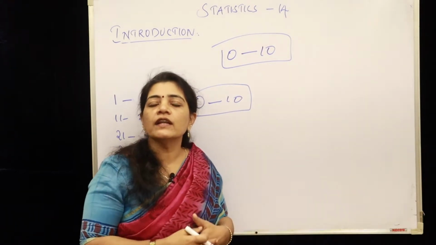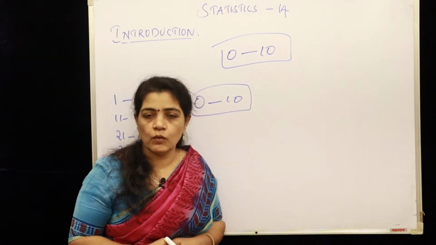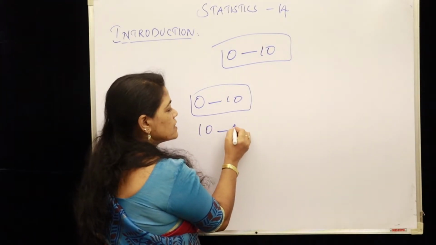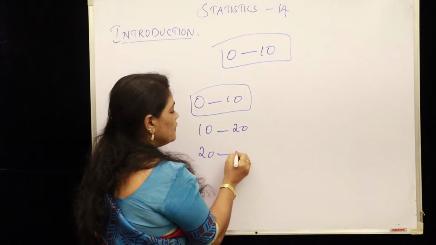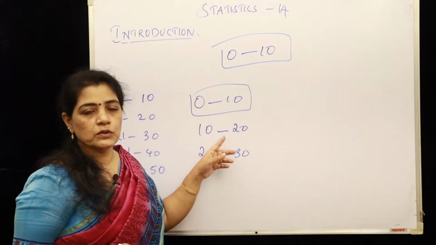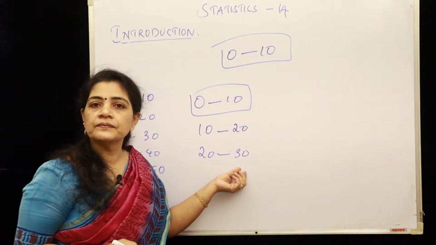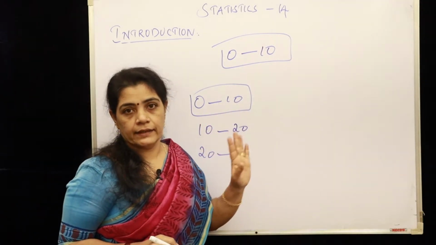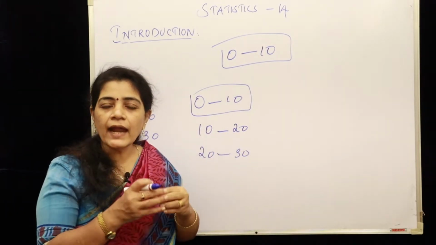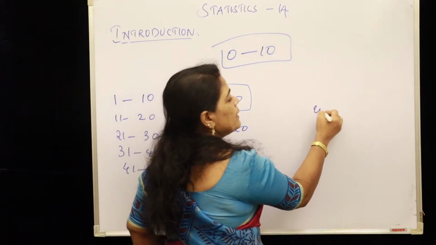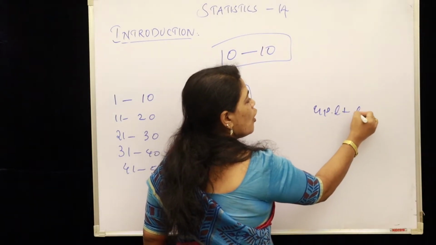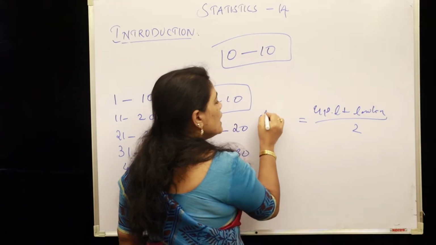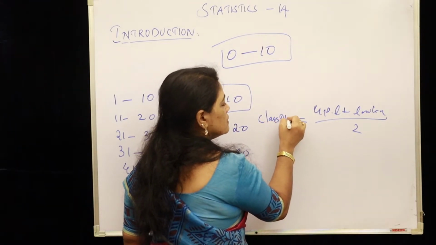Okay, and next very important point is class mark. What is class mark? So look at this continuous class interval, that is we have 3 class intervals, 0 to 10, 10 to 20 and 20 to 30. Here take the first class interval 0 and 10. If you add upper limit plus lower limit divided by 2, this will give you class mark.